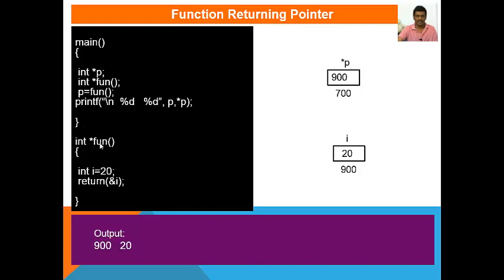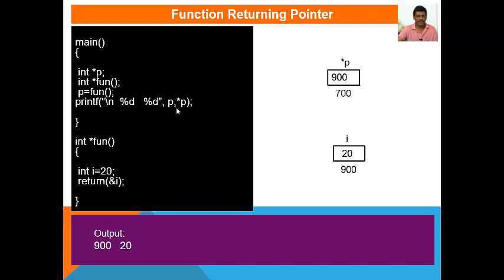So int *fun. Then int i equal to 20. The value 20 is assigned to i, and the address is 900. So it returns the address of i, 900, an integer address. So it is an integer pointer type function. That 900 is assigned to p. 900 is an integer address, and p is also an integer pointer variable, so we can assign that 900 to p.